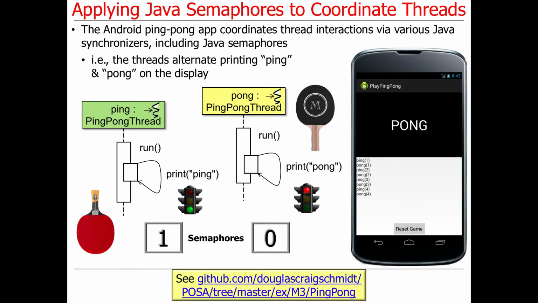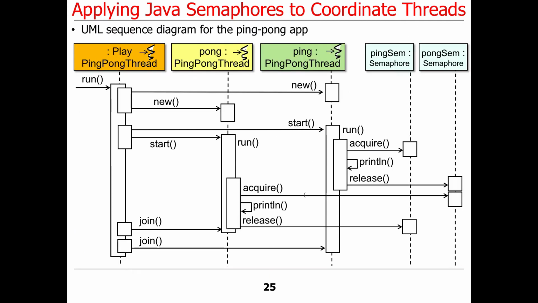So that's basically how it works. You can play around with the code. It's all written in Android, and it actually has a bunch of different synchronizers to coordinate the interactions between the threads. We're just going to focus on the semaphore one.